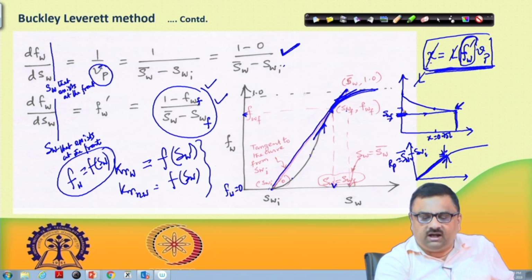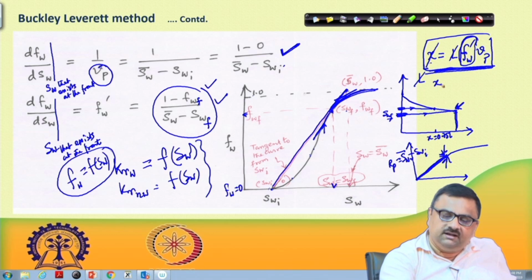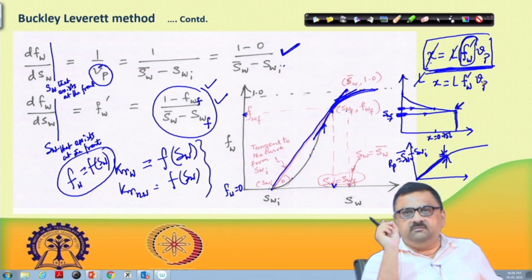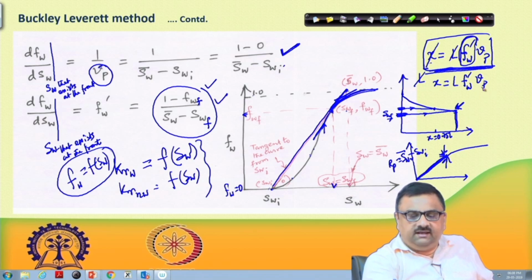I am talking about a higher saturation, a packet with higher saturation. That will also travel by some distance x, but not L. So, how do we get how far that saturation will travel? We have to use this equation once again, x equal to L Fw prime Vp. That is that same mother equation one has to use. And in that equation, Vp is already known, because that curve is frozen. This is after Vp pore volume of water injection.